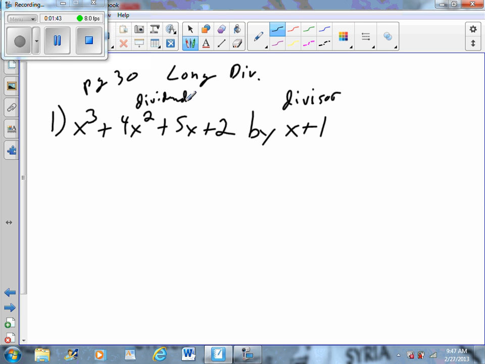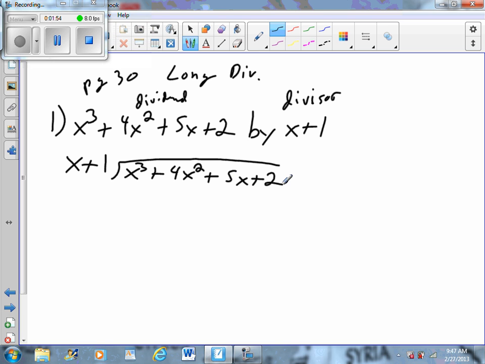Now, once you do that, in setting it up, your problem needs to look like this. You do the long division. X to the third, 4x squared, plus 5x, plus 2. Now, so we've got 4 terms in the dividend, 2 terms in the divisor. So that means we're going to be dealing with the dividend 2 terms at a time, because your divisor is 2 terms long.